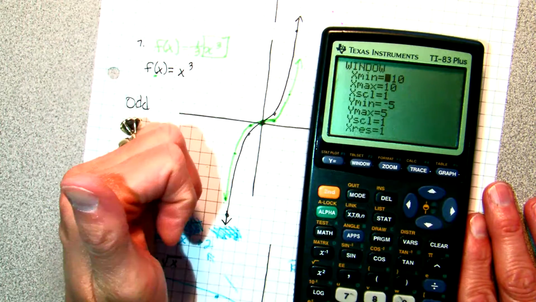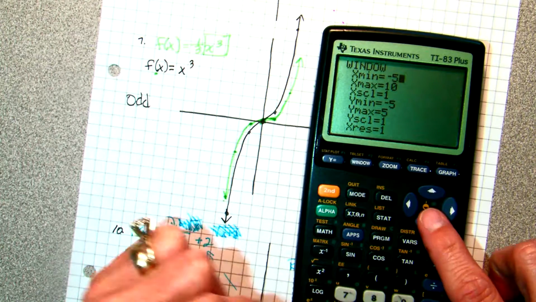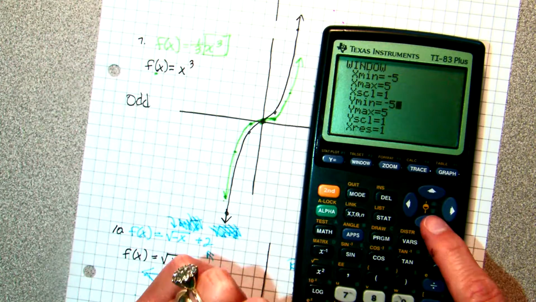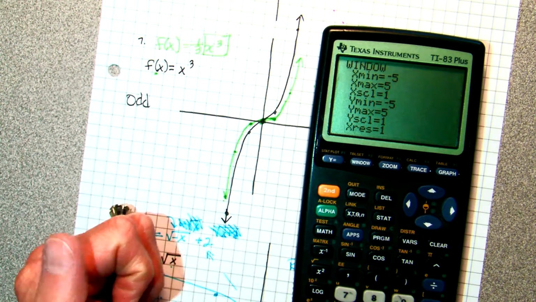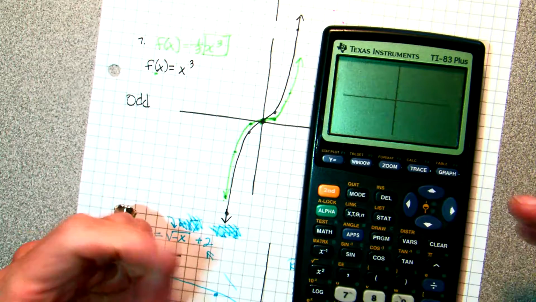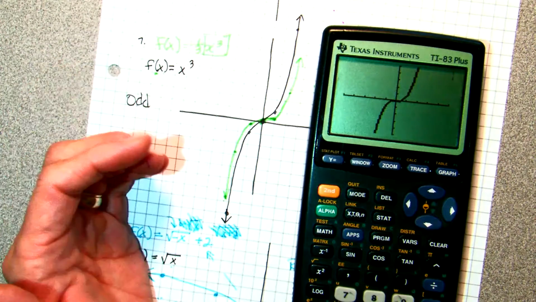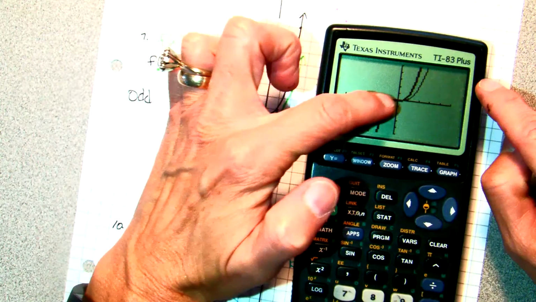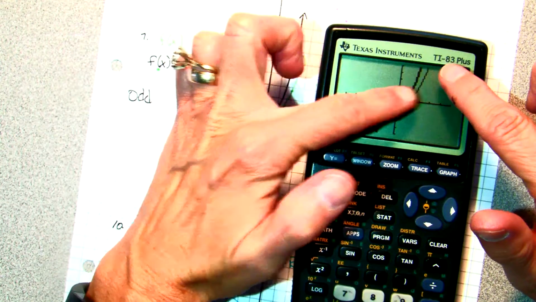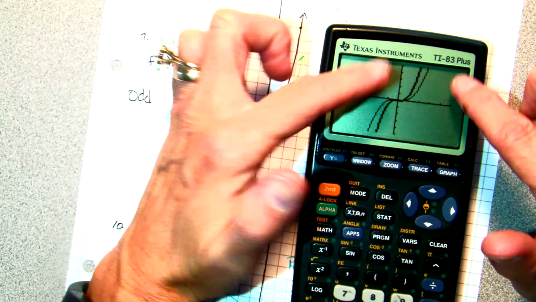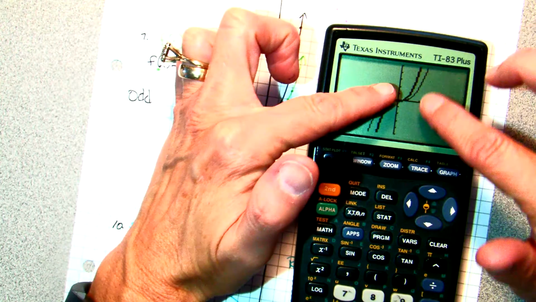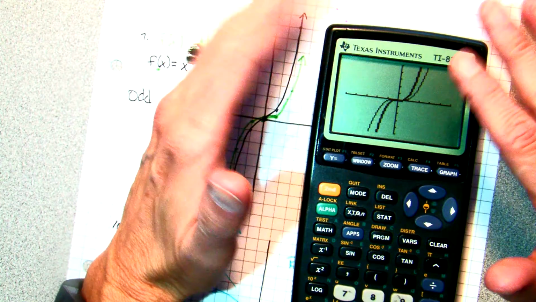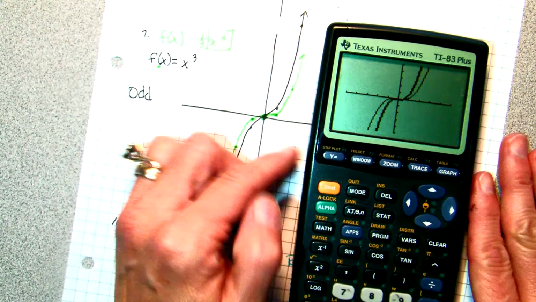I'm going to go in here to window, and I'm going to change my x minimum and maximum to 5 and -5, and my y minimum and maximum to positive and -5. And then I'm going to hit graph again. You don't have to do that, but I've made my window to where it looks like it's zoomed in. And there it is. You can tell the dark one is there, and the other one looks like it's kind of shrunk a little bit. You can tell a shrink on a quadratic or an absolute value better than you can on a cubic.